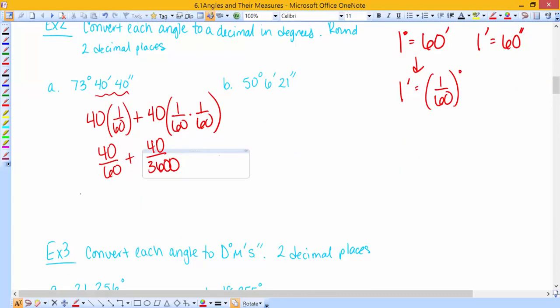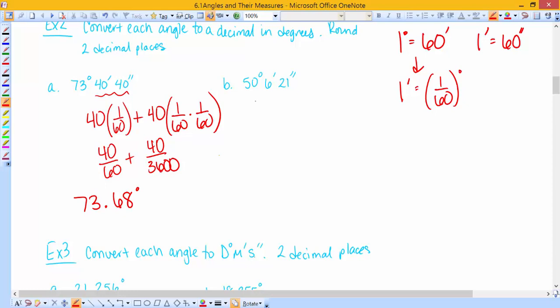I'm not worried about that here. This ends up being 73 point something degrees. So I'm going to use parentheses. 40 divided by 60 plus, new set of parentheses, 40 divided by 3600. Please make sure you use parentheses. And this ends up being 6.67777. So it says round to 2 decimal places, so 0.68 degrees.